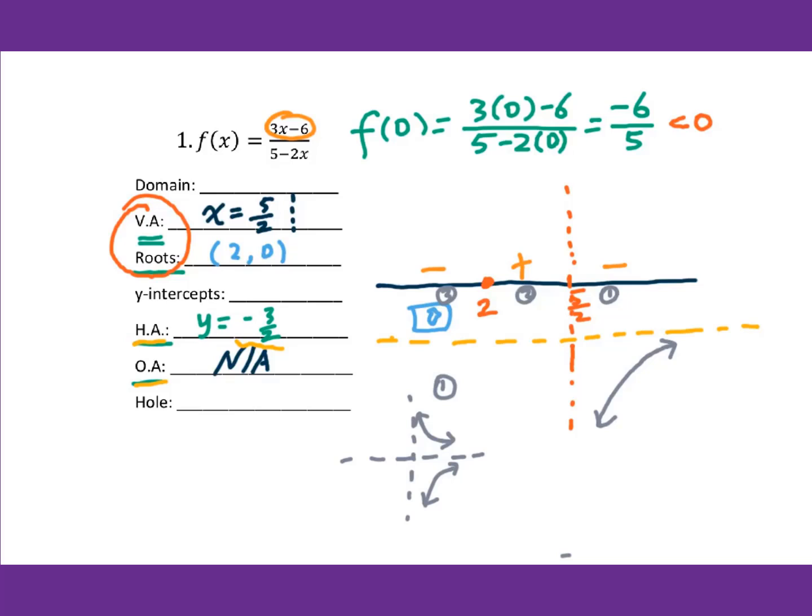For the second interval, positive, the graph has to pass through these zeros. So you will go positive like this. And then this part is negative like this. Positive means above the number line. Negative means below the number line.